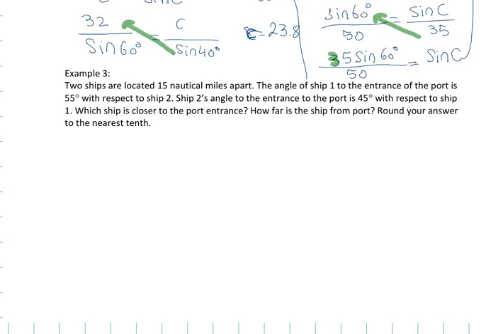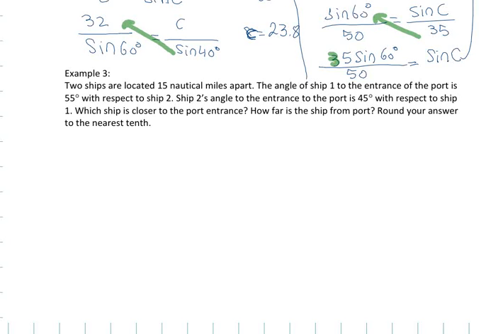Okay, so we have two ships that are located 15 nautical miles apart. The angle of ship 1 to the entrance of the port is 55 degrees with respect to ship 2. And ship 2's angle to the entrance of the port is 45 degrees with respect to ship 1. Which ship is closer to the port entrance? How far is the ship from the port? Round your answer to the nearest tenth.